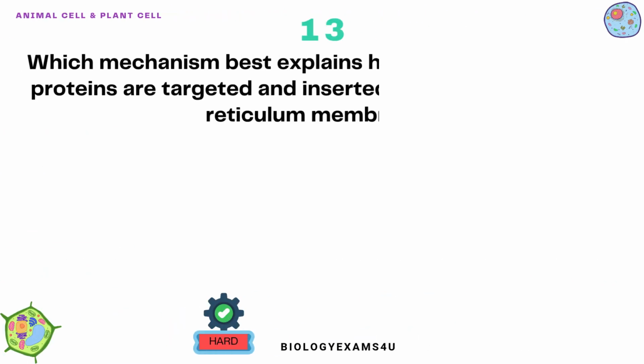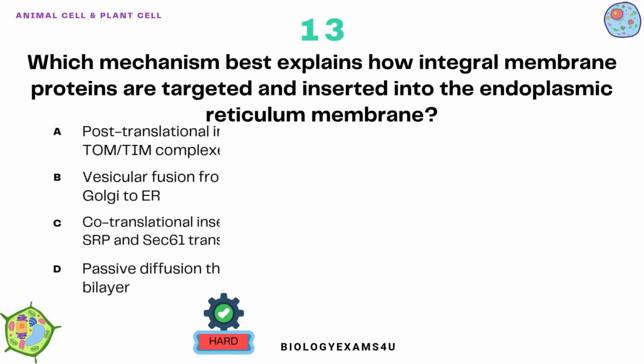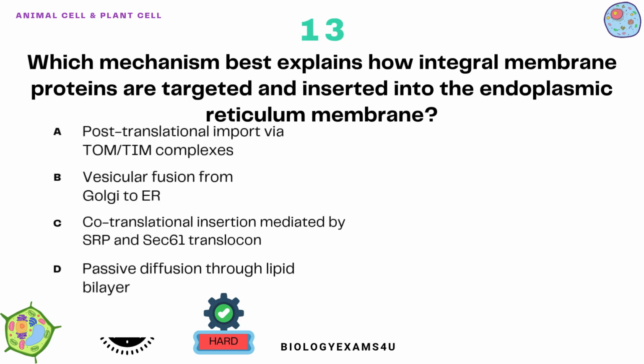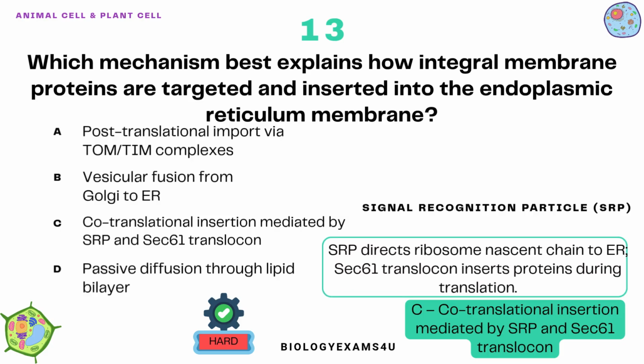Question number 13. Which mechanism best explains how integral membrane proteins are targeted and inserted into the ER membrane? These are the options. The answer is C. SRP directs ribosome nascent chain to ER Sec61 translocon, inserts proteins during translation.